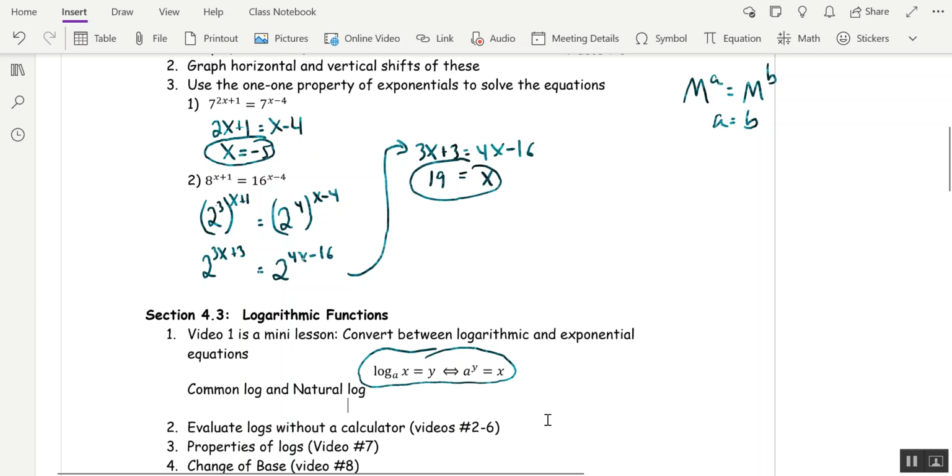And so you can evaluate logs without a calculator, videos 2 through 6, by rewriting them as exponential equations. And he'll walk you through a bunch of examples there.